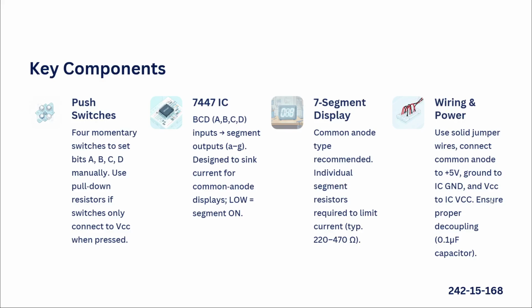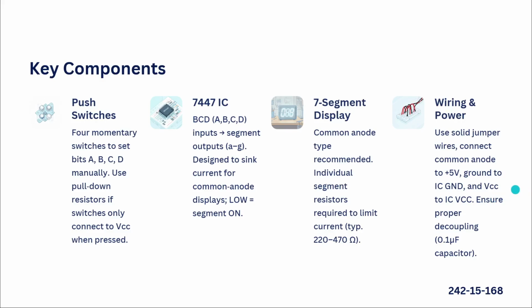Next is the 7447 IC, which is the core component of our system. This IC works as a decoder. It takes the BCD inputs from the switches and converts them into appropriate output signals for the 7-segment display. It basically acts like a translator between binary numbers and human readable digits.